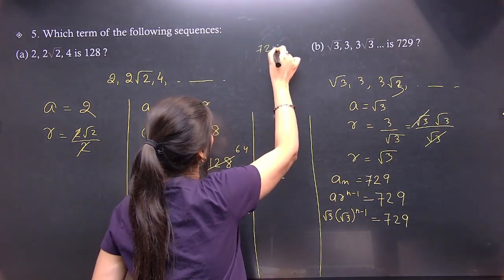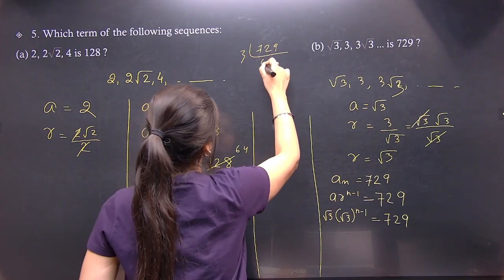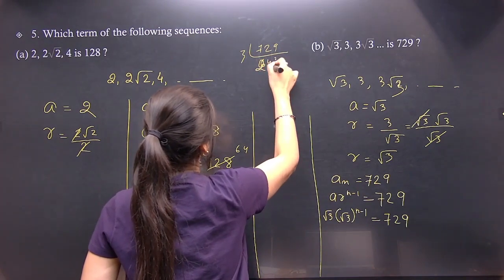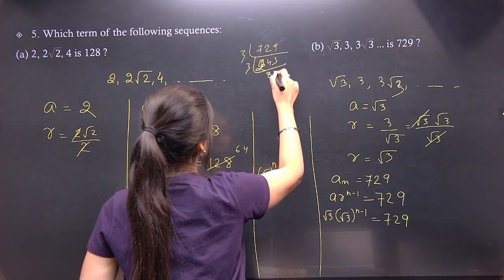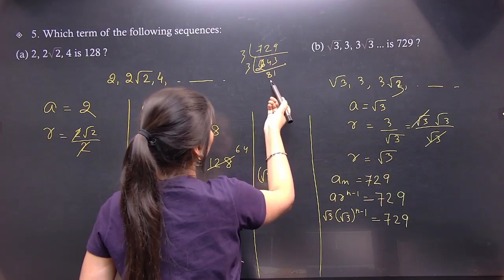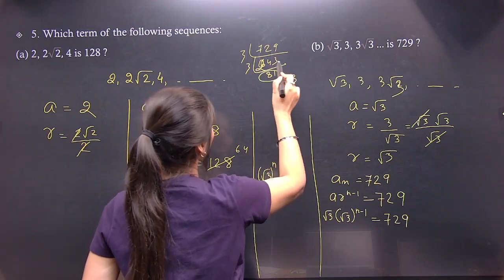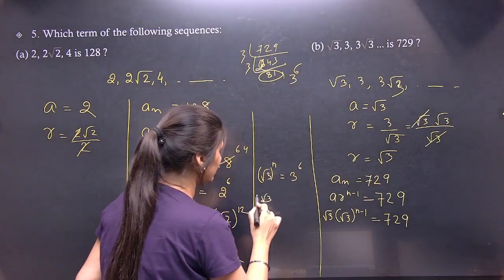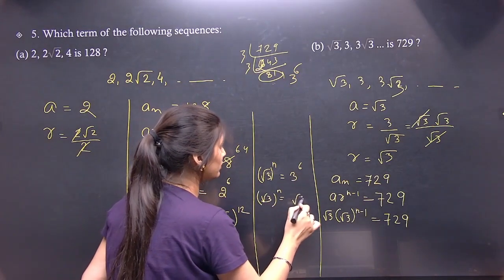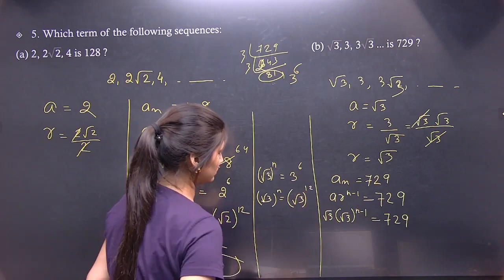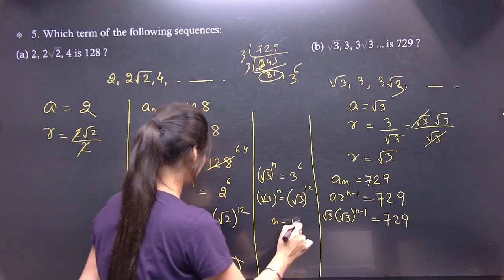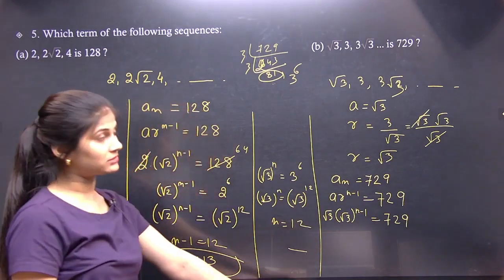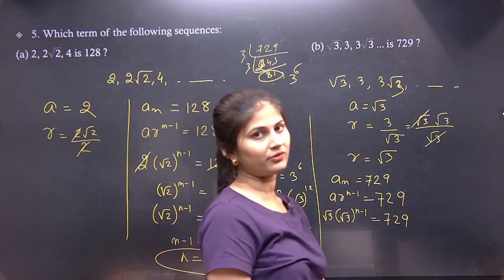So 729 is 3 to the power 4 plus 2, so 3 to the power 6. So we can write it root 3 to the power double 6, that is 12. So n is equal to 12. So this is the answer of part B of question number 5.